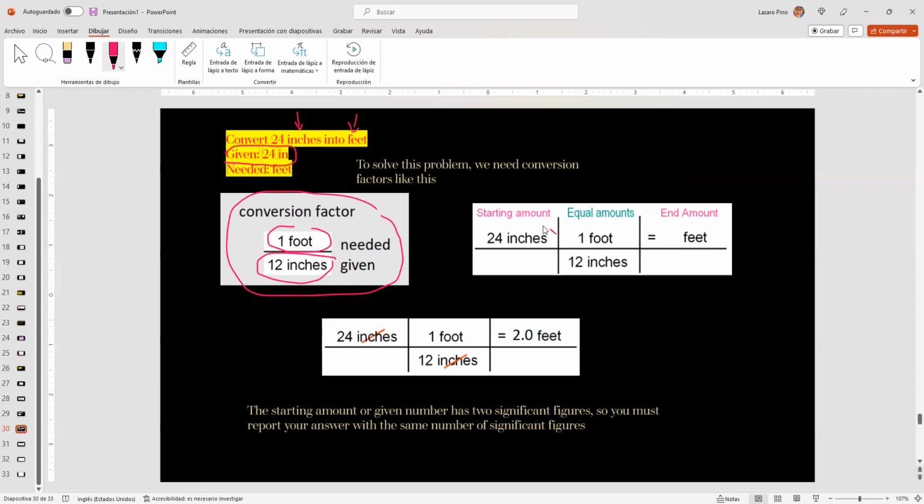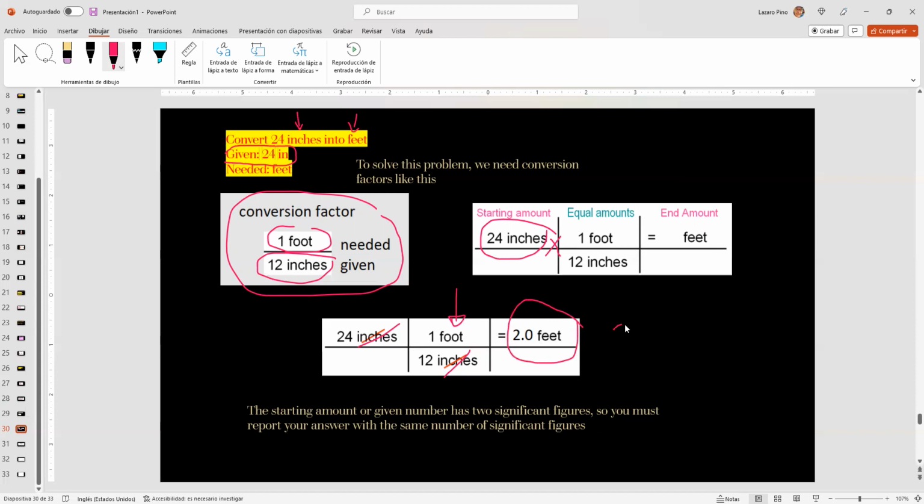Then you write here 24 inches. And after that, you multiply by the conversion factor. You plug it in here in such a way that you can cancel inches with inches, and you get the result in the unit that you're asked for. Then you multiply, you divide, and your answer in this case is 2.0 feet.